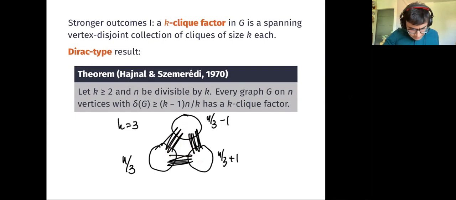Okay, so this is a different structure, which is not a clique, and you can embed in a graph. And you can try to embed something different.